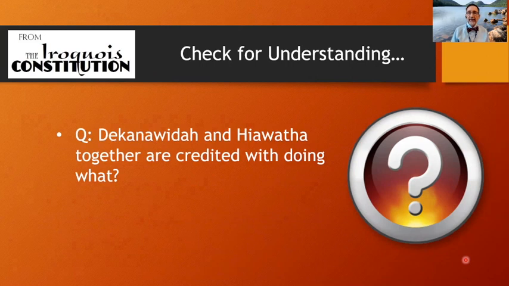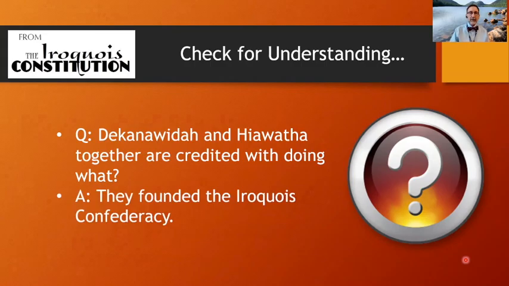Dekanawida and Hiawatha together are credited with doing what? And that's right, they were the founders of the Iroquois Confederation or Constitution. They are the ones who traveled to each of the original five nations and convinced leaders to join.